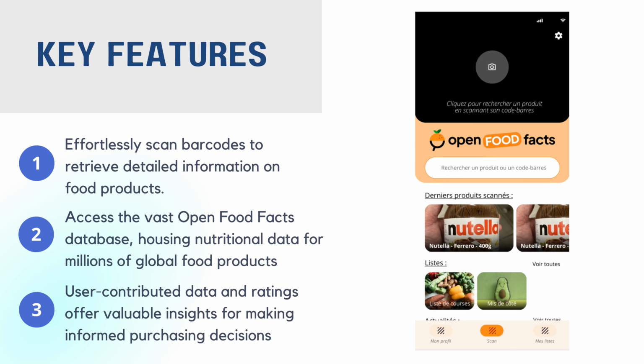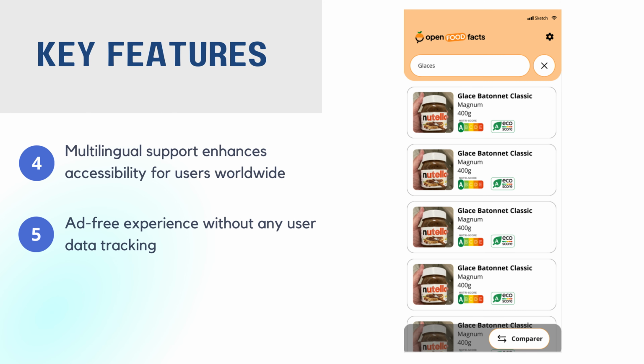The key features of the app consist of effortlessly scan barcodes to retrieve detailed information on food products. Access the vast Open Food Facts database, housing nutritional data for millions of global food products. User-contributed data and ratings offer valuable insights for making informed purchasing decisions. Multilingual support enhances accessibility for users worldwide. Ad-free experience without any user data tracking.